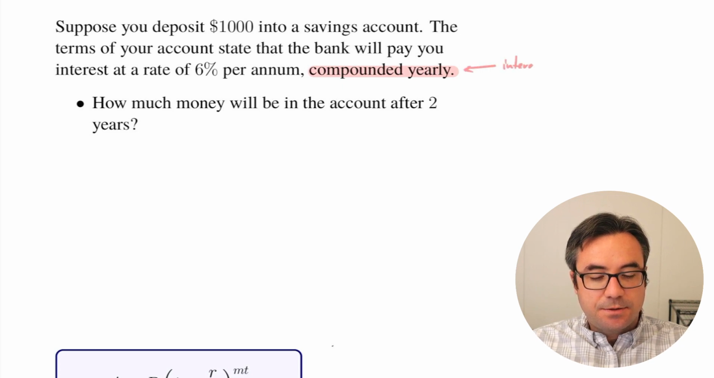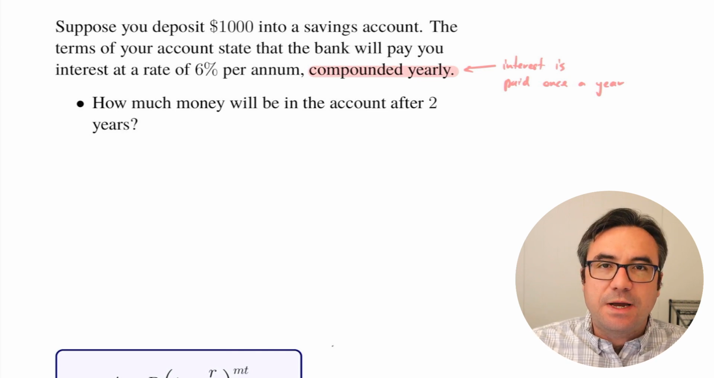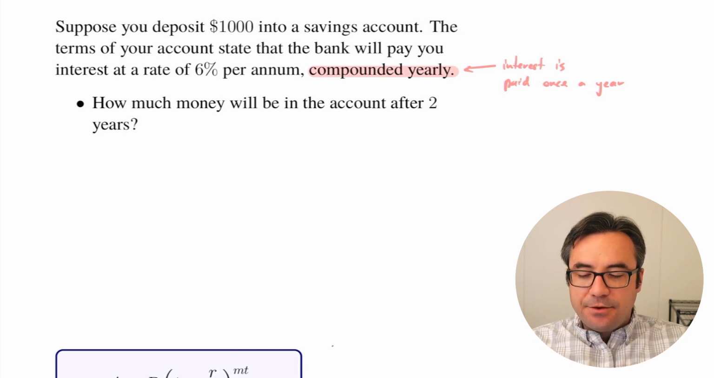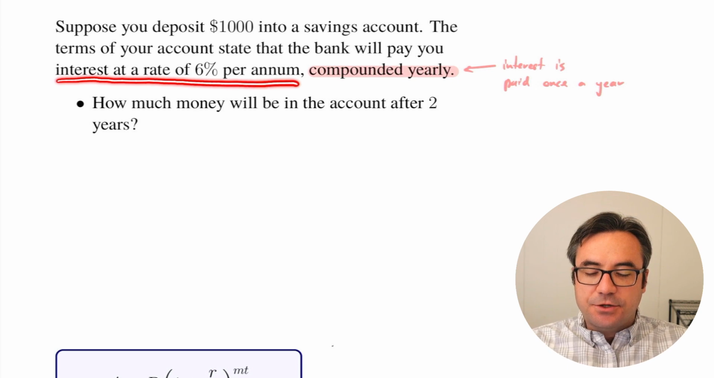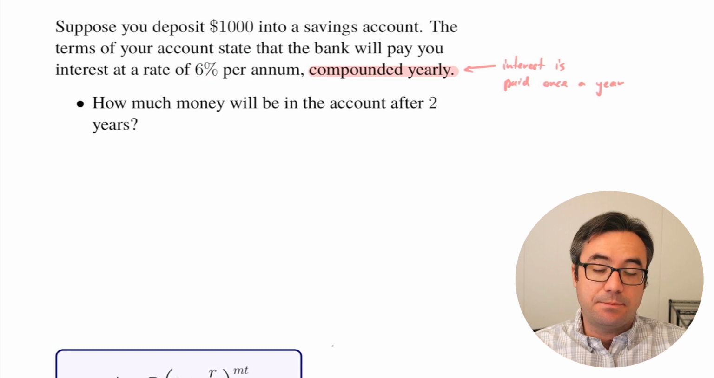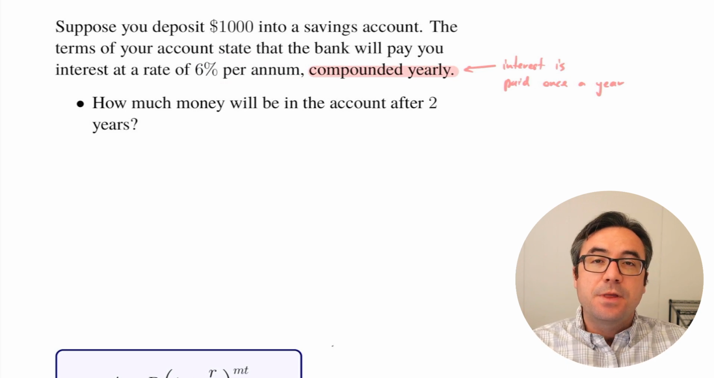So the interest is paid once a year. Now, if it was compounded monthly, well, then it would be paid 12 times a year because there are 12 months. So it depends. And generally the way interest rates are described is as a percentage per annum. And really what this means is the bank is paying us interest at a rate of 6% per year.